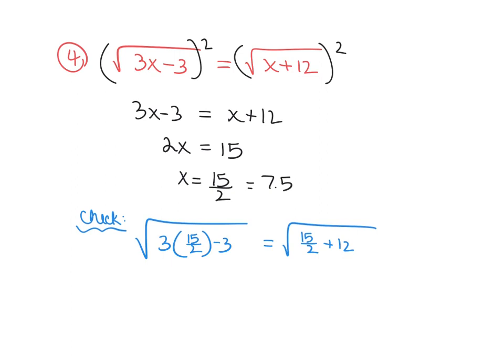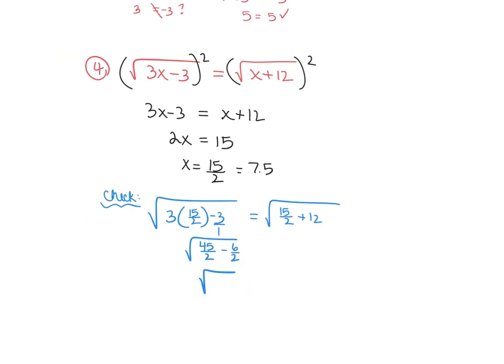And maybe you reach for your calculator to simplify. I would just keep your radicals here. So we end up getting 3 times 15, 45 halves, minus, if I get a common denominator there, that's going to be minus 6 halves. So that's the square root of 39 over 2. We want to see if we get the same thing over here. So this is 15 halves plus 24 halves. If I add those together, I do get 39 over 2, and those are equal. So we know our answer is 15 halves, or 7.5.